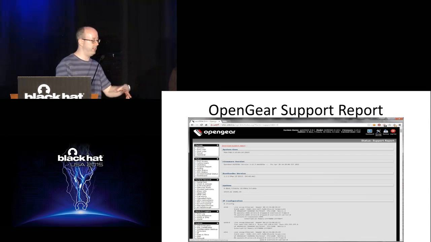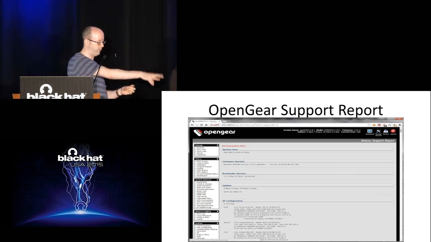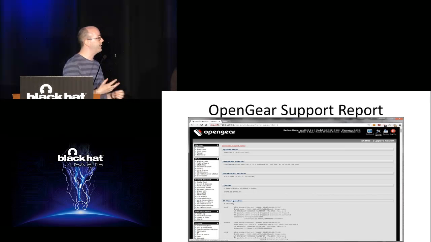So the first one we have is OpenGear have a support page, which you can go to on their website. Or sorry, on the web server of the switch itself, and it contains a link that allows you to download the support information. The support information contains things like all its configuration, all the users, all the IP config stuff, useful information, and there's a link that you can download it to.